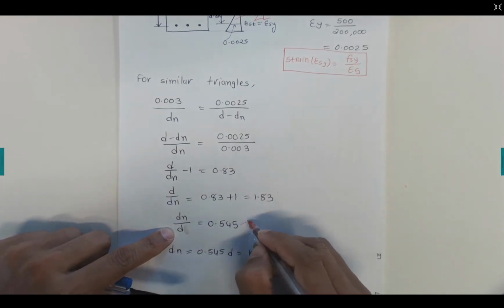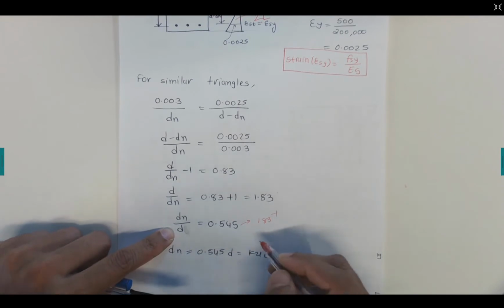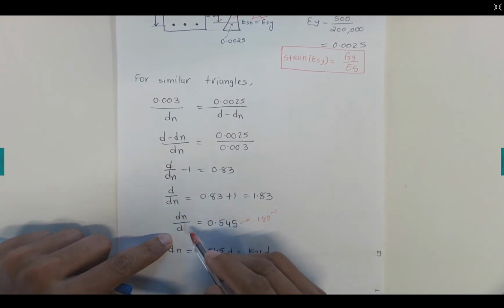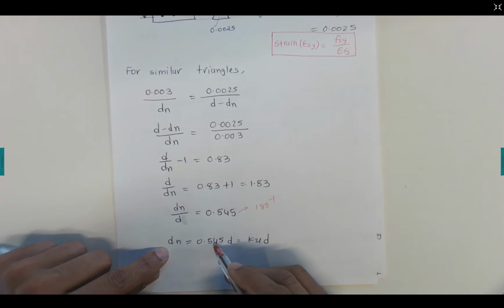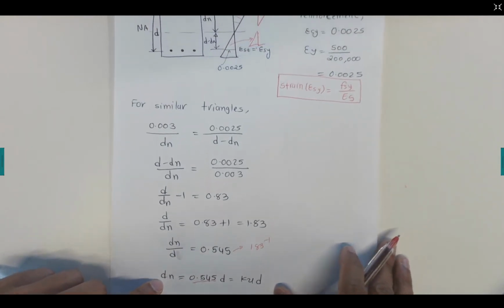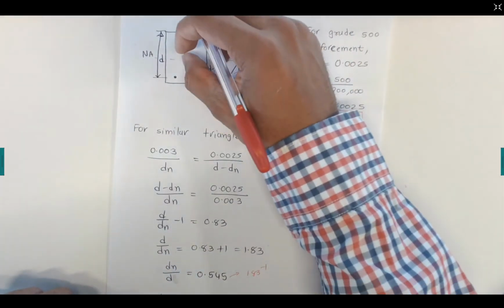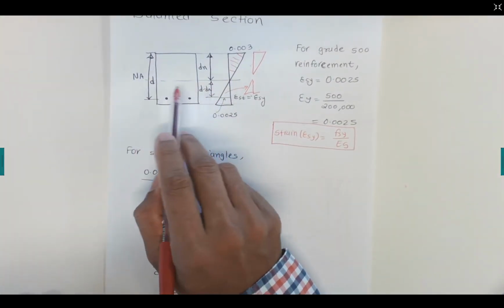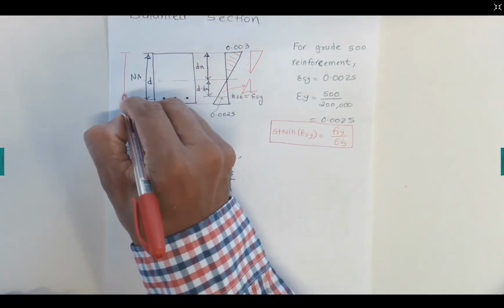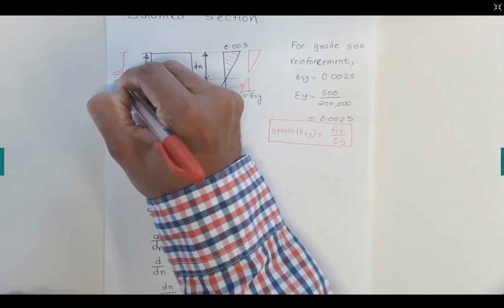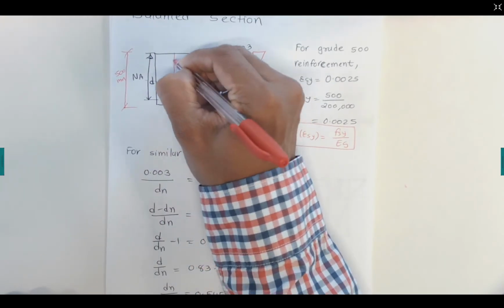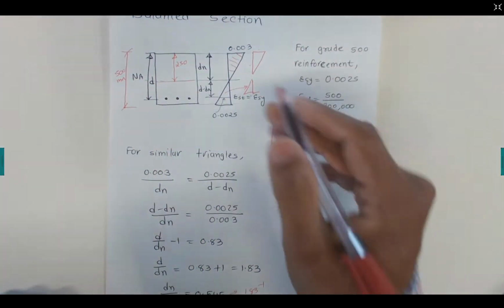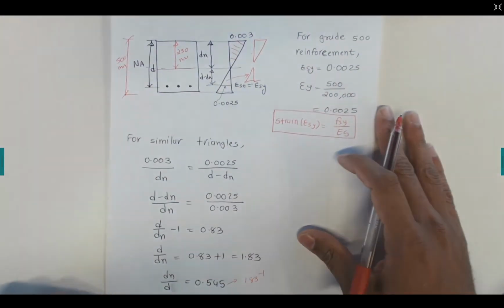So this can be calculated by just taking this one, because we are just swapping this d over dn over d. So dn becomes 0.5 d, and this value we can just make it a ku. Now in this case you can see that the depth of the neutral axis is almost half of the depth. So we are just taking the neutral axis in the middle. So if you have, let's say, 500 millimeter depth, then the neutral axis is almost 250 millimeters. So that is the balanced section, almost in the middle.